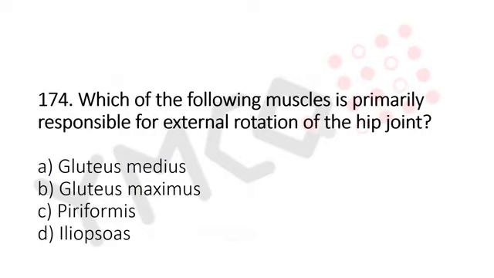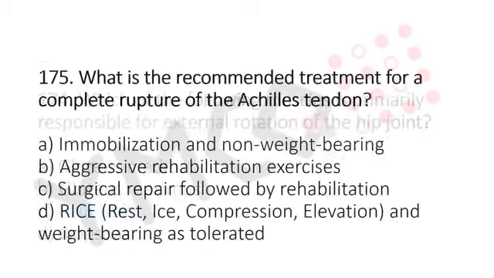Which of the following muscle is primarily responsible for external rotation of the hip joint? Option A, gluteus medius. Option B, gluteus maximus. Option C, piriformis. Option D, iliopsoas. And the answer is option C, piriformis. Now let's move to question number 175.